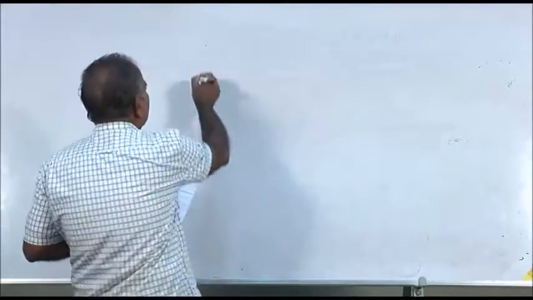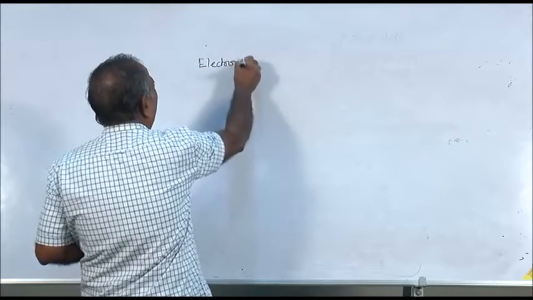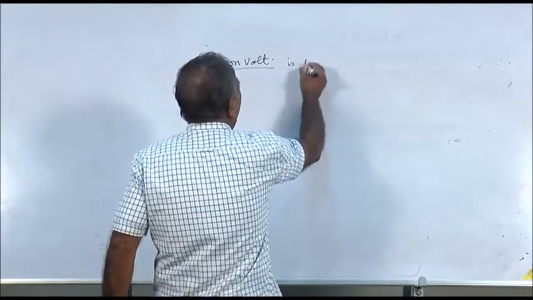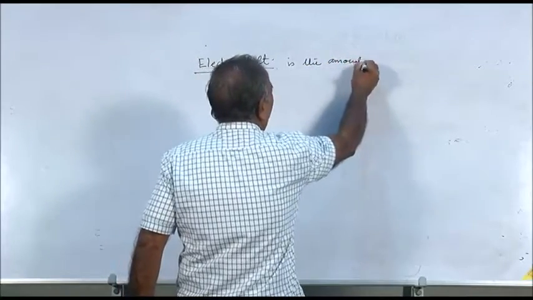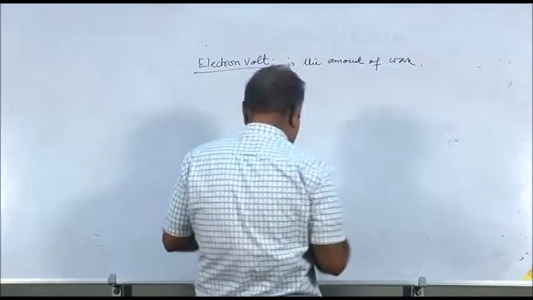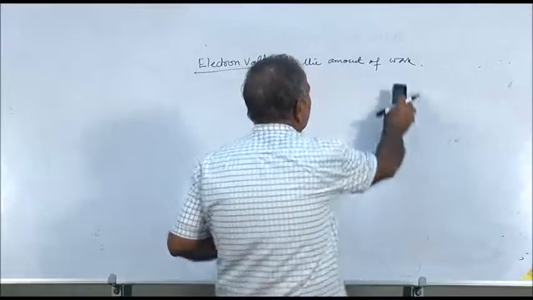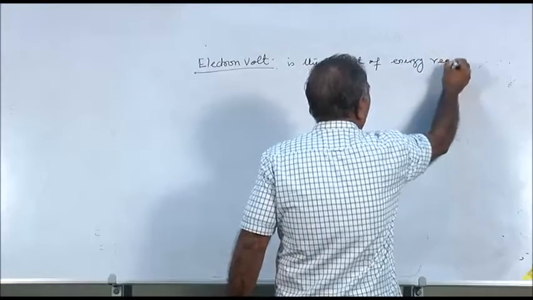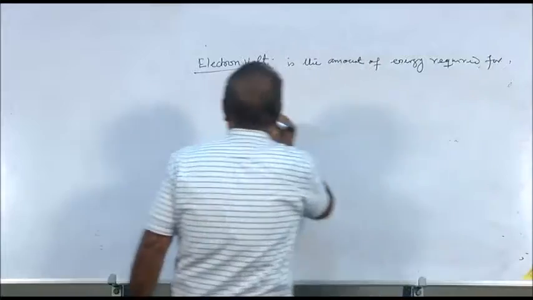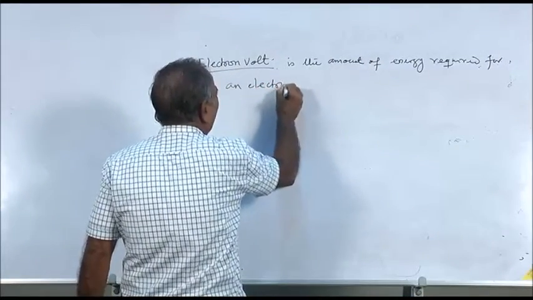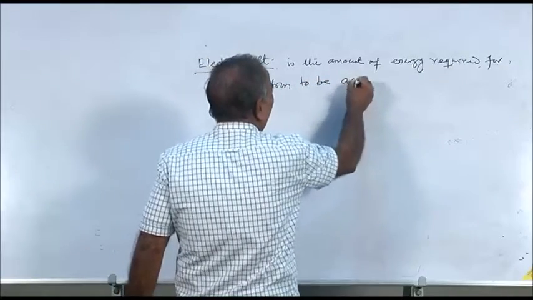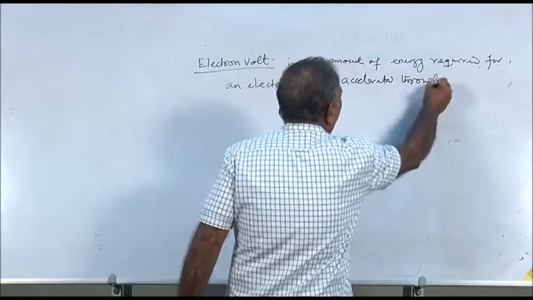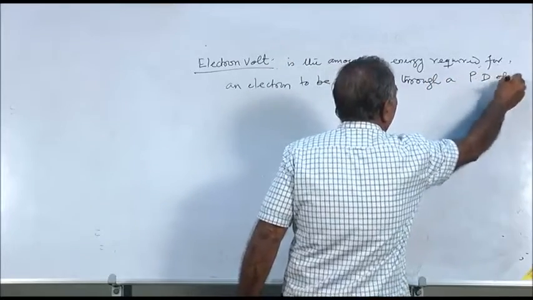Then, electron volt. What is electron volt? Electron volt is the amount of energy required for an electron to be accelerated through a potential difference of 1 volt.